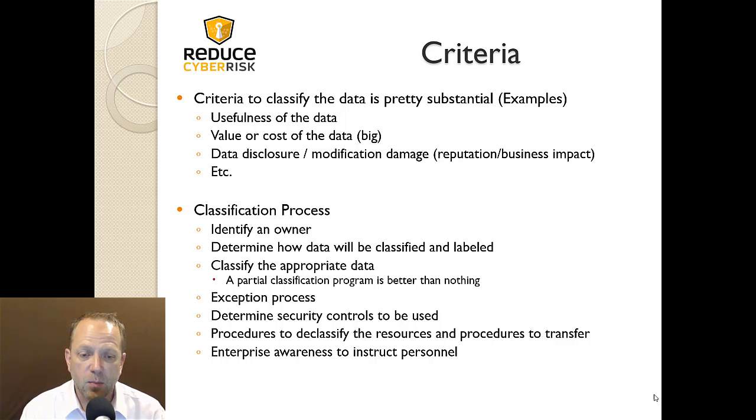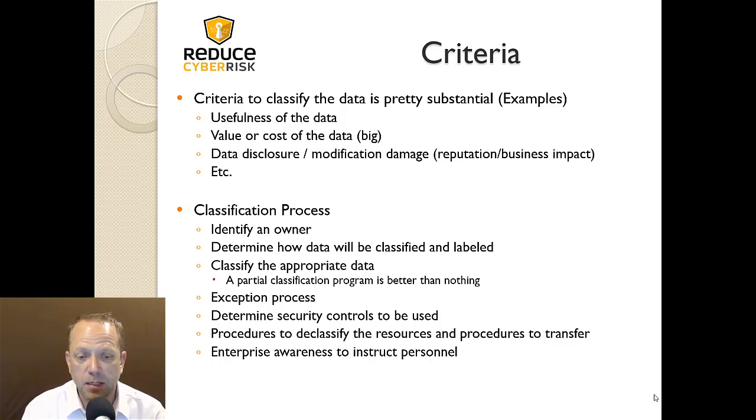How are you going to classify the appropriate data, or is it a partial system? Is it going to be unclassified, classified, top secret? How are you going to deal with that? I would recommend that something smaller or a partial system is way better than nothing at all. Do you have an exception process in place to deal with this? There will be times when you're going to have some level of exceptions to the data or to your criteria as well.